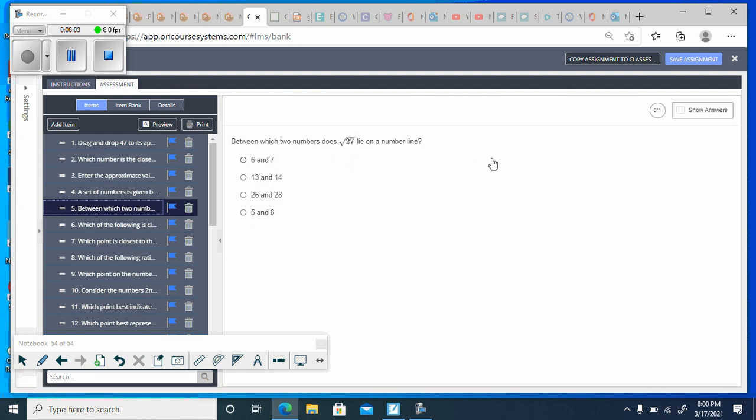Between which two numbers does the square root of 27 lie on the number line? Okay. Well, let's see. Square root of 27 is between the square root of 25, which is 5, and the square root of 36, which is 6. So between 5 and 6.